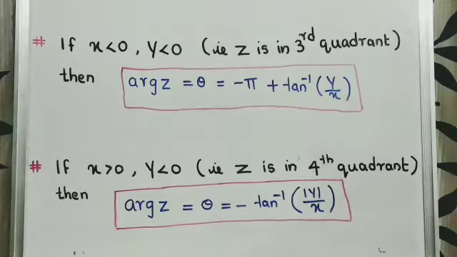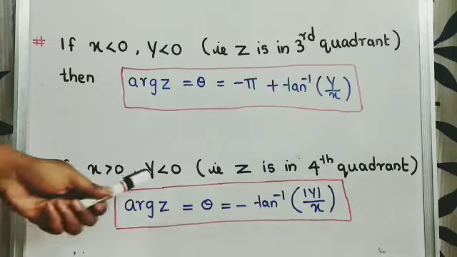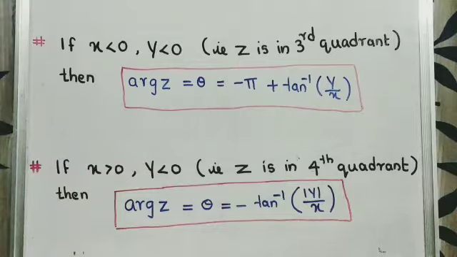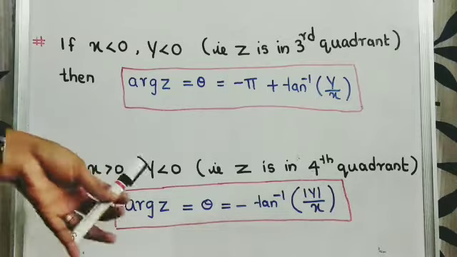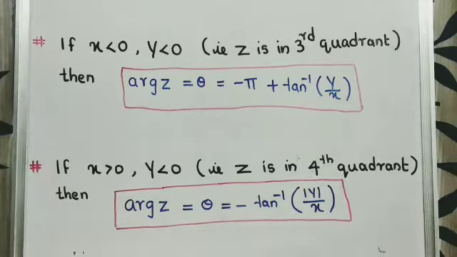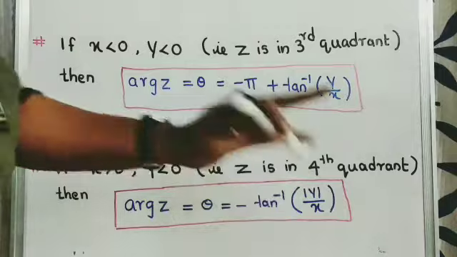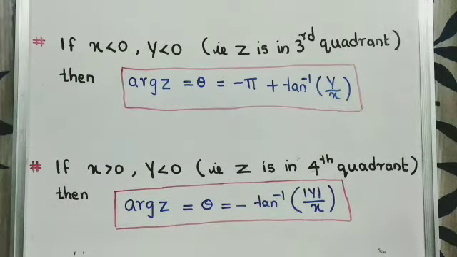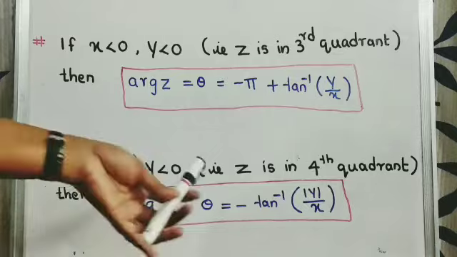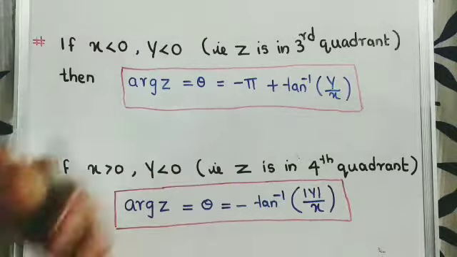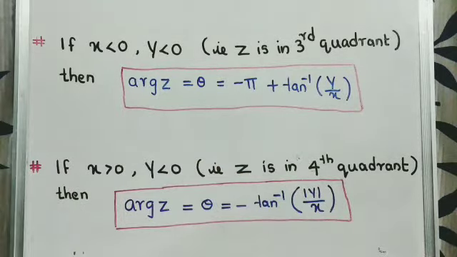Next, fourth one. In z is equal to x plus iy, if x is greater than 0 and y is less than 0, that means z is in the fourth quadrant. Then arg z is equal to theta is equal to minus tan inverse mod y by x. Clear?